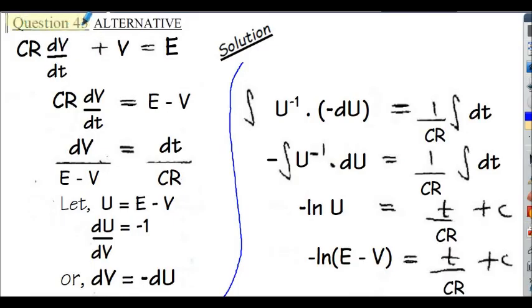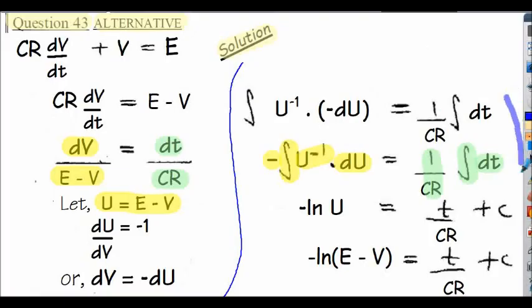Question 43, alternative solution, commences in a very similar way to the previous solution. We rearrange to have all our v terms on the left hand side and the t term on the right hand side of the equation. We use the process of integration using substitution here, so that u equals E minus V. Ultimately we end up with the integral on the left hand side shown here, and the integral on the right hand side shown here, integrals multiplied by 1 upon CR. I'll let you review the solution at your own pace.